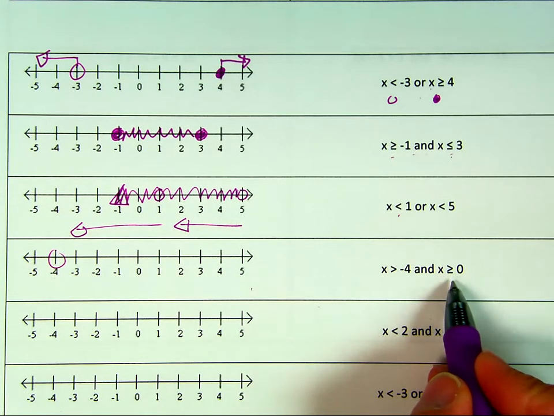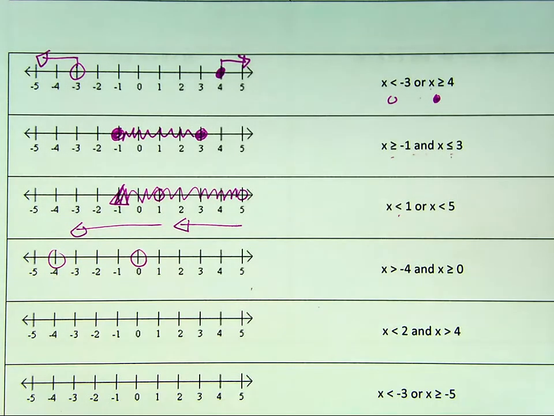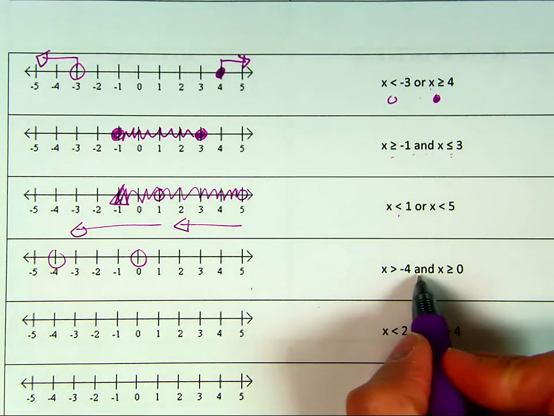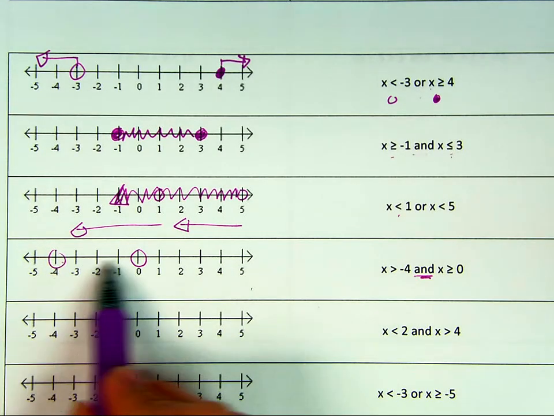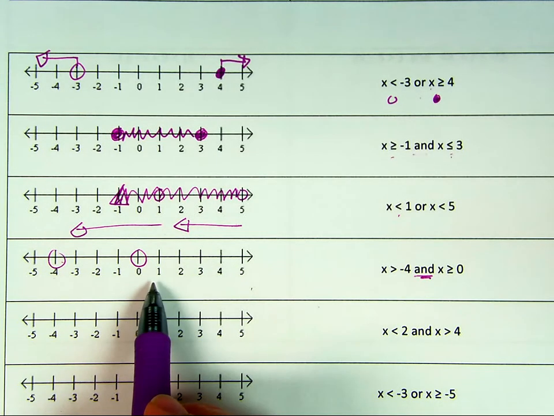Okay, so x is greater than negative 4, so that's all of those, open circle, and x is greater than 0. In this case, because of the word and, we can't just start here, because it has to be the ones where it's both the same.